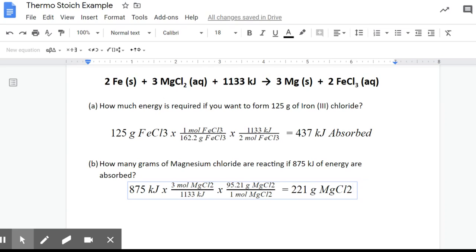So that's basically all you have to do. They're 2-step problems in general. You're going to have a molar mass step, which we've worked with before. The new one is this energy mole step. You need the coefficient from the reaction, and then you need the delta H that should be either given in the problem or listed with the thermochemical equation.